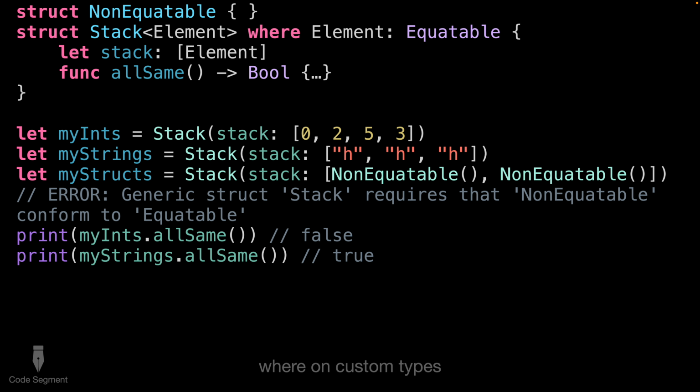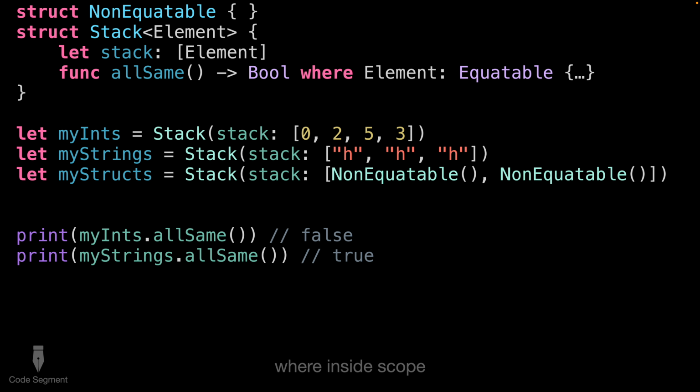But anyway, so here we get this error. Generic struct Stack requires that NonEquatable conform to Equatable when we try to just instantiate a Stack passing in an array of NonEquatable types. And that is because they are not implementing Equatable.